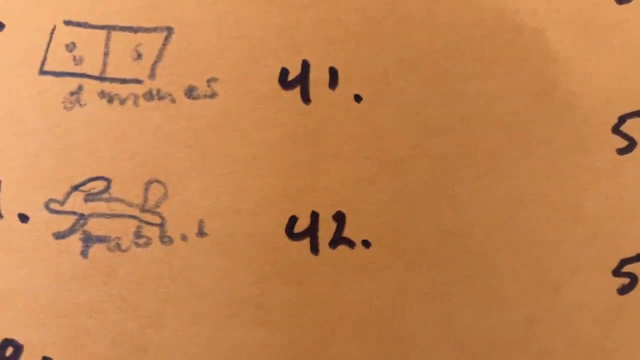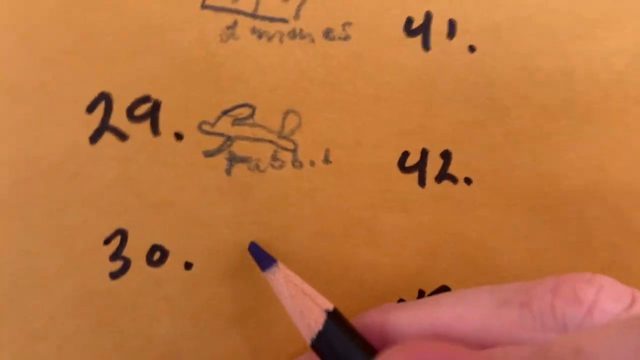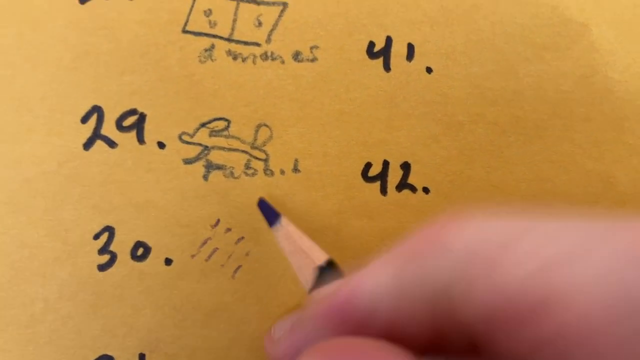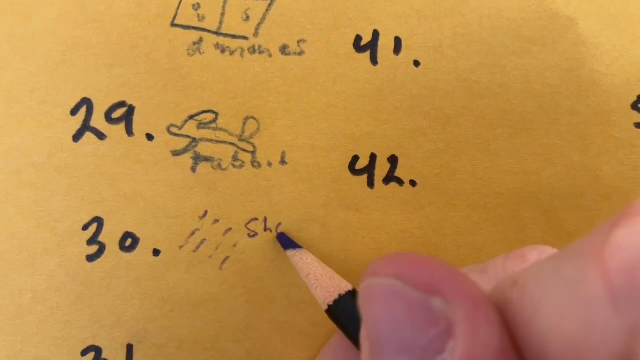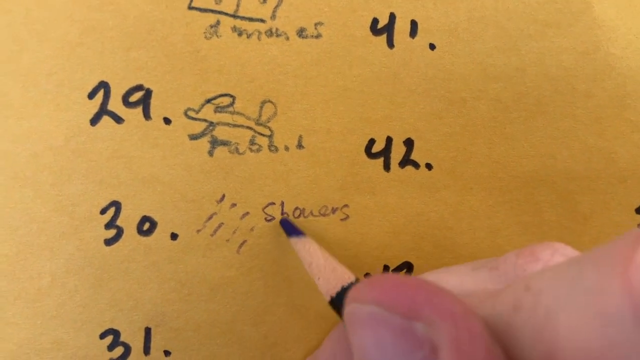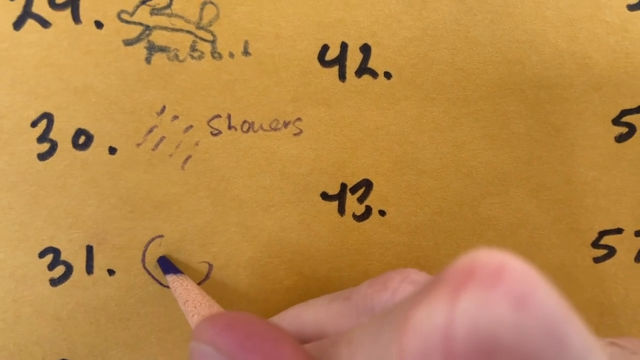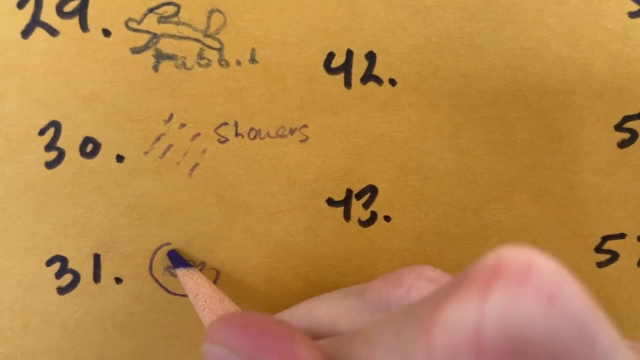Okay, so for 30 I put showers, because 30 days in April, and April showers, May flowers. So I put showers for 30. 31 I put as a jack-o'-lantern, because Halloween lands on the 31st.